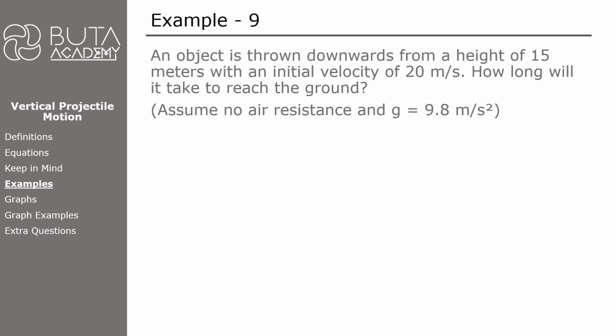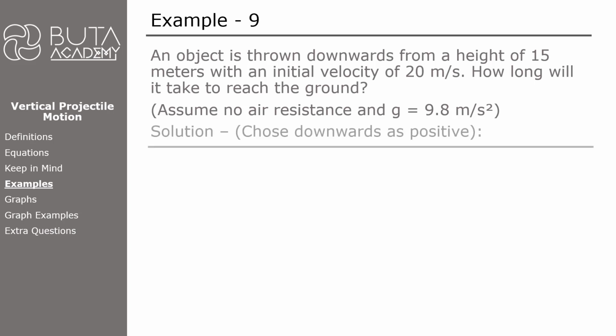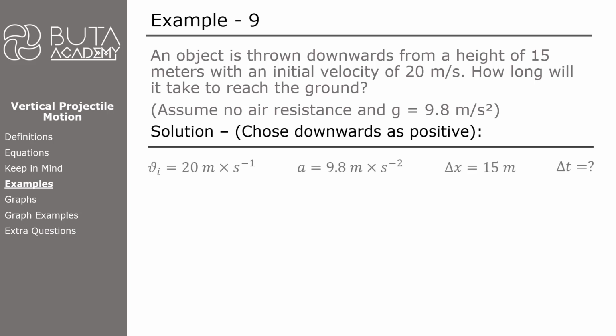As we've seen in the previous questions, as a first step, we choose the direction of initial velocity as the positive direction. For this specific question, it is downwards. The magnitude of the initial velocity is 20 meters per second. Acceleration is 9.8 meters per second square. The object is thrown downwards from the height of 15 meters. We have to calculate how long will it take the ball to reach the ground.